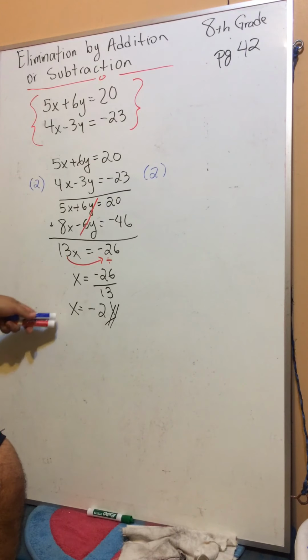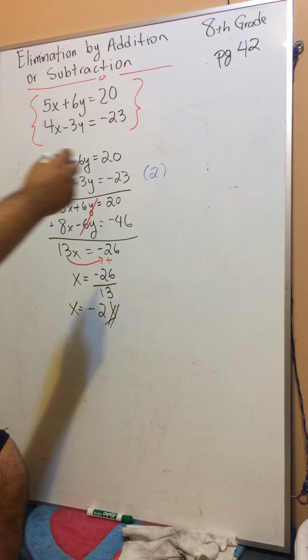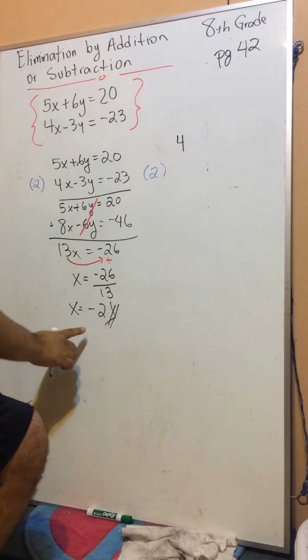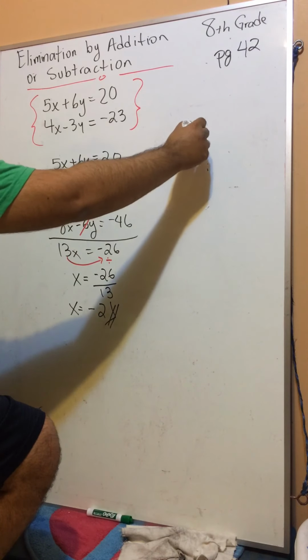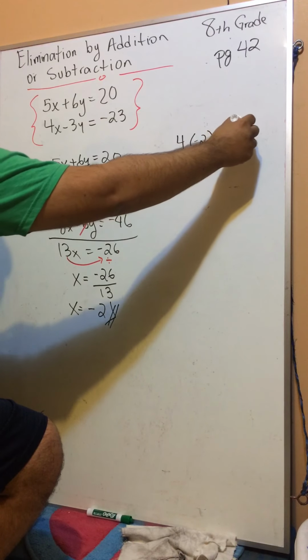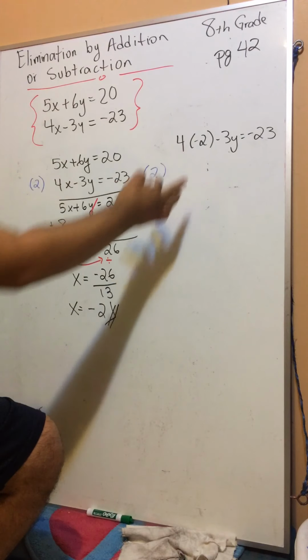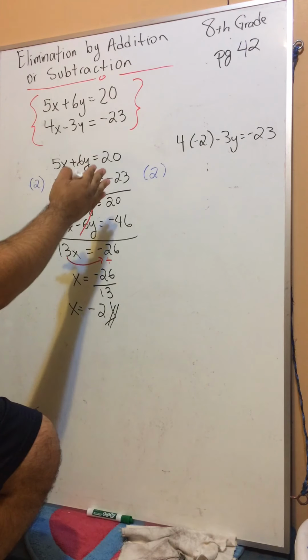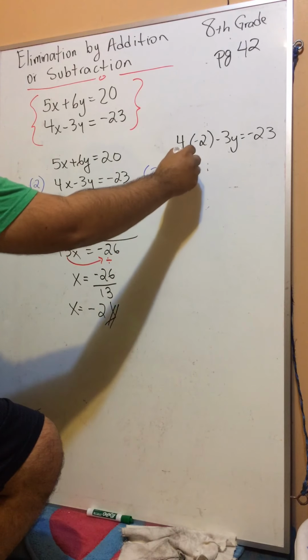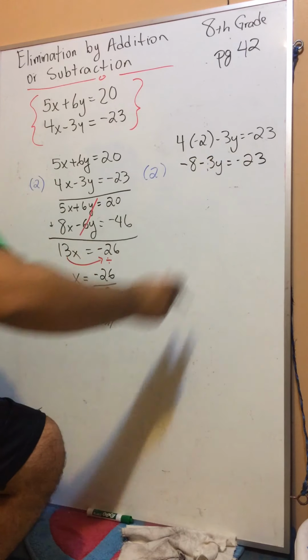So what do we do with the value of x? We take it into one of the original equations and we solve for y. Let's take the bottom one. So we have 4 and the value of x, which is minus 2, minus 3y equals minus 23. Let's start solving. 4 times minus 2, positive times negative, negative, minus 3y equals minus 23.